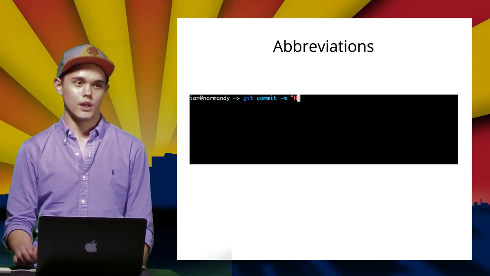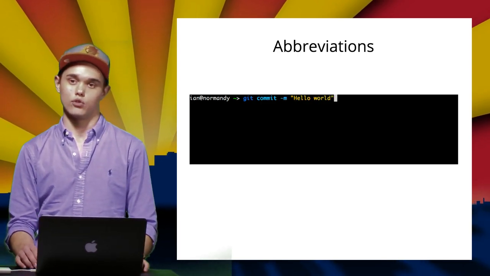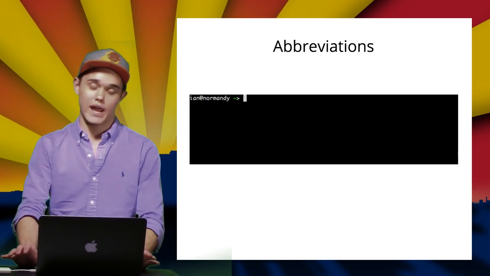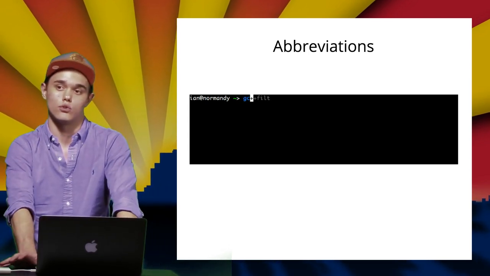In Fish, it has a feature called abbreviations, where it behaves like an alias that resolves as soon as you type it.